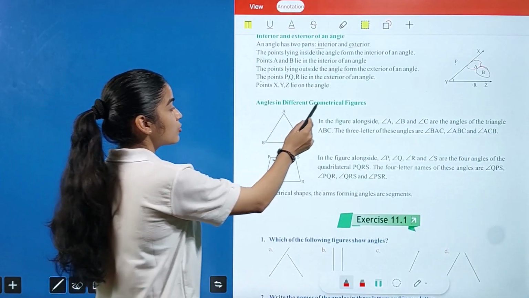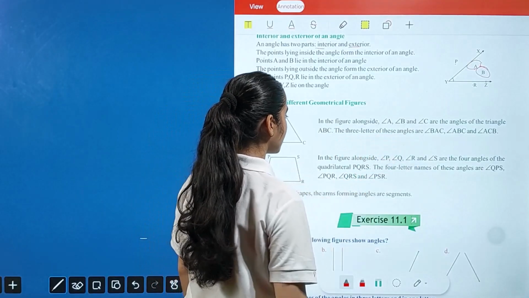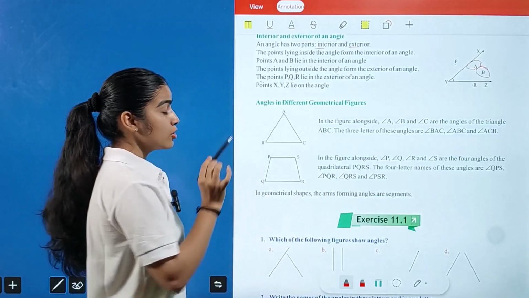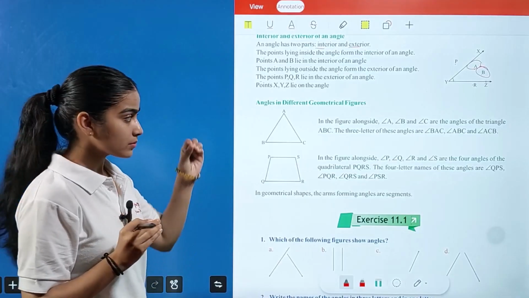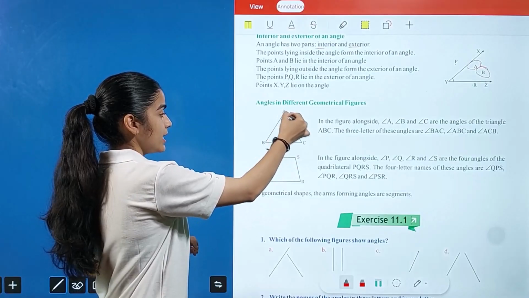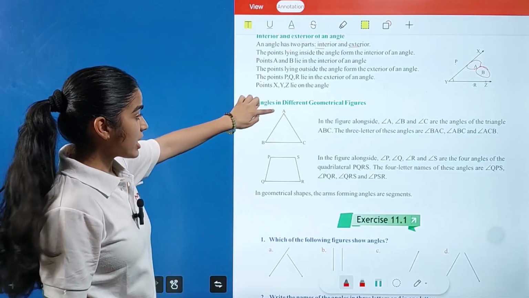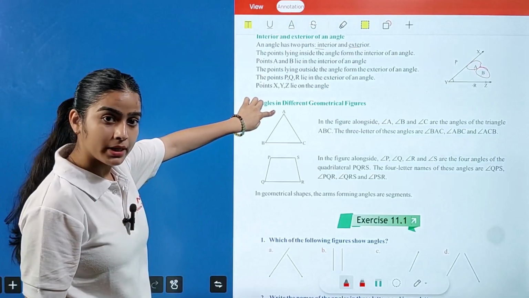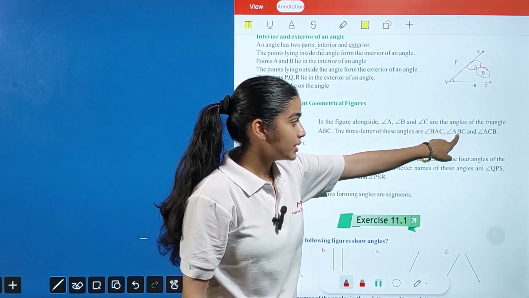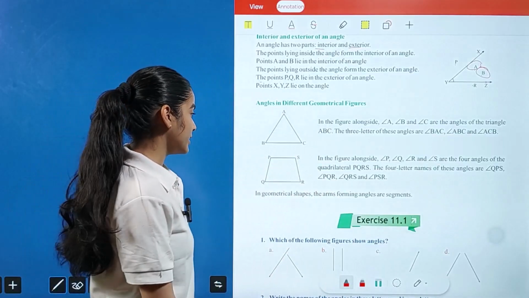Now angles in different geometrical figures. So first, in the figure alongside, angle A, angle B, angle C are the angles of triangle ABC. So how can you represent them with three letters? You have to take each and every angle in the middle. So ABC, ACB, BAC. What you have to keep in your mind: each alphabet should be considered as your middle one time, right? So in this we take middle A, then middle B, and then middle C. You have to take one alphabet between the two alphabets at least one time.